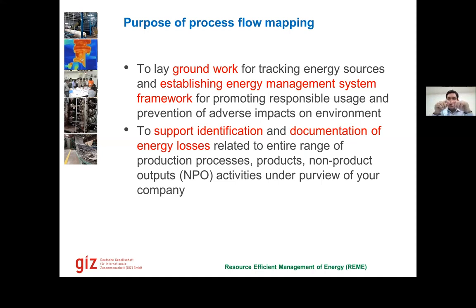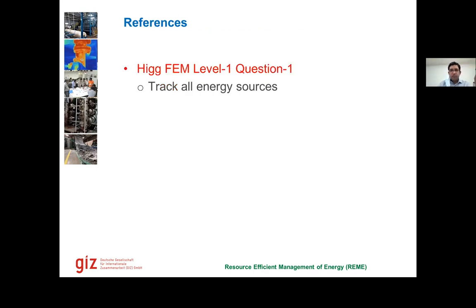We also use this term NPO for certain losses or certain hotspots. For example, if we see air emission into the ambient air in a factory, we can say that this is an NPO. And if you see time loss, for example, that is also an NPO. The reference comes from a requirement by the HIG Facility Environment Module in Level 1. The first question says, track all energy sources. This is where this requirement is coming from.